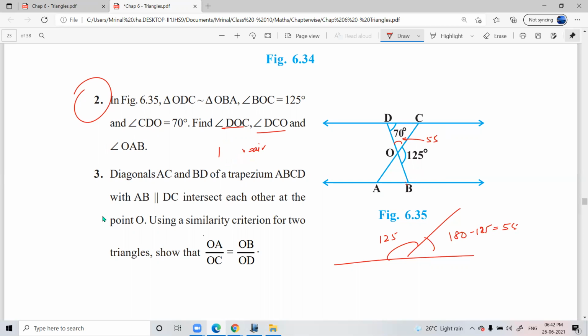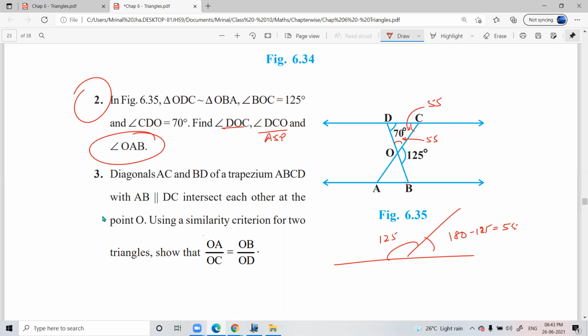Now tell me, how do I find DCO? Angle sum property. Yes, very simple. One of the angles is 70, this is 55. What will be the third angle? 55. Is that clear, Tanushri? Yes, sir.